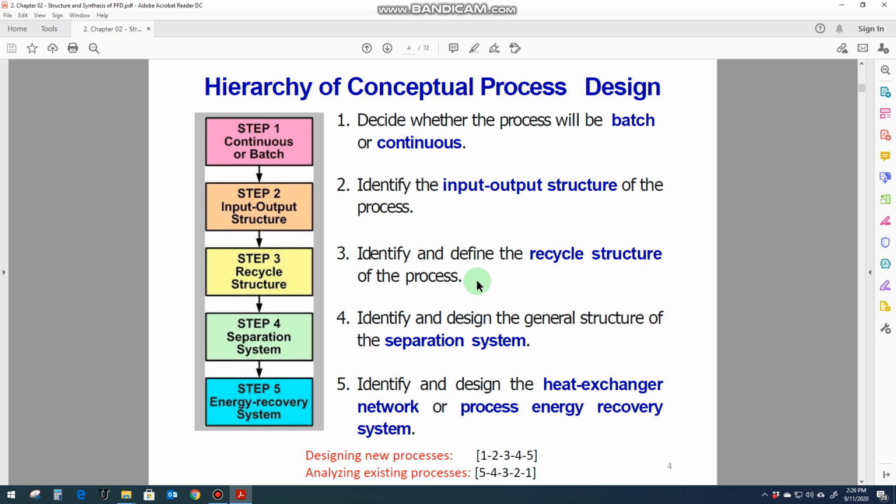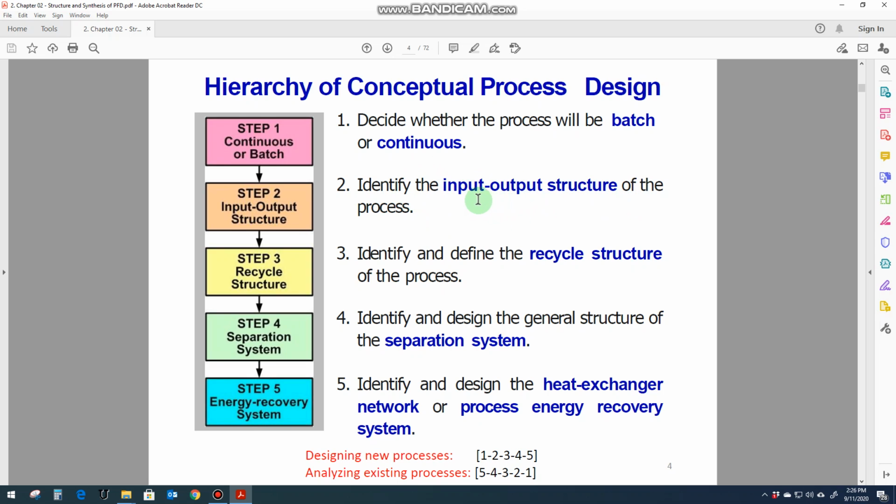Now, let us see what is the hierarchy of the conceptual process design. There are five steps that we need to consider when we are making any new process. First of all, decide whether the process will be a batch process or a continuous process. We have to see whether we want to generate the products in a batch process or a continuous process, and what factors we need to consider while selecting between them. The second one, identify the input-output structure of the process.